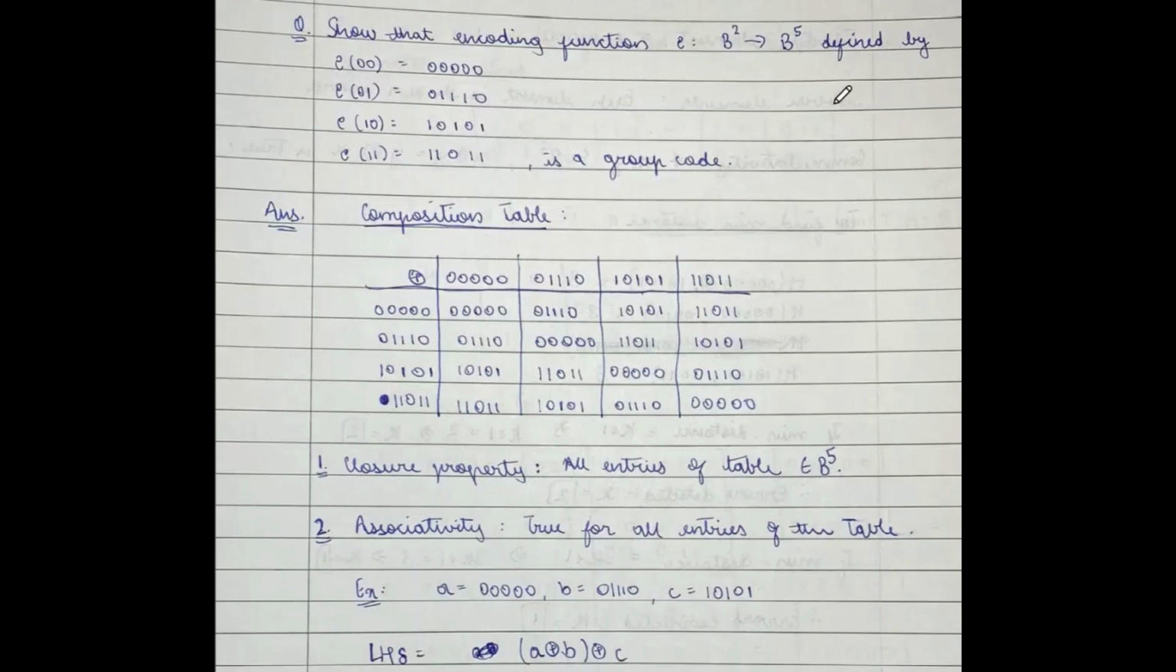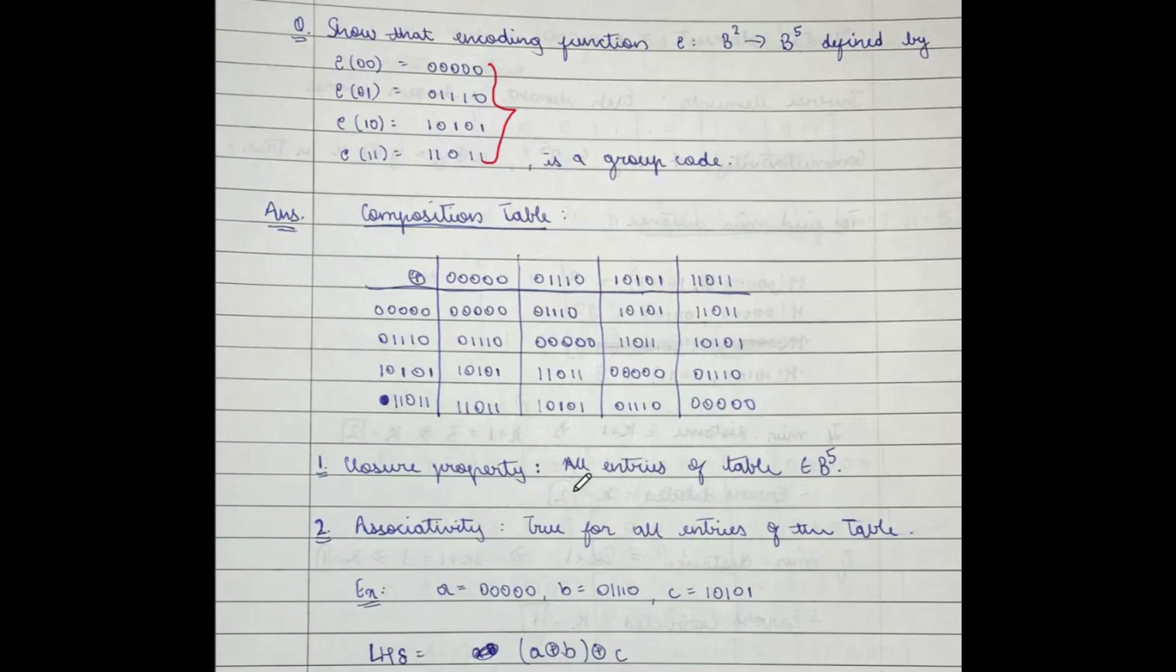Okay, so now I'm going to be explaining some of the important questions that can be asked in your exams. So firstly, we've been given an encoding function e, which is from B squared to B5, and these are the code words that we have to prove are a group code. So firstly, we make a composition table in which we perform the binary addition of each of the elements with each other, and these are the final values after the binary addition.